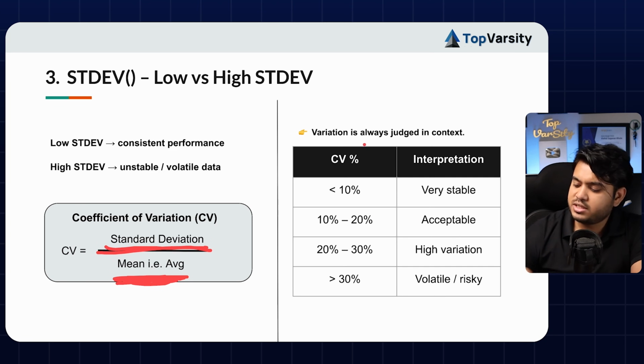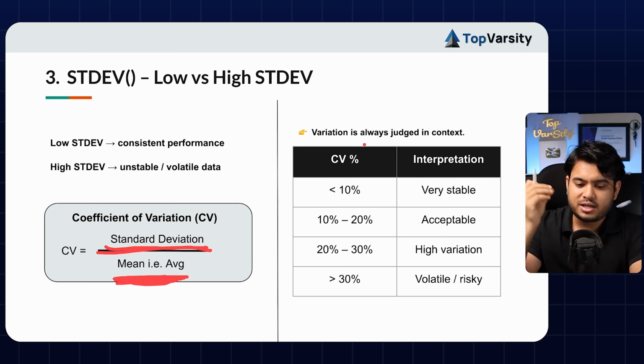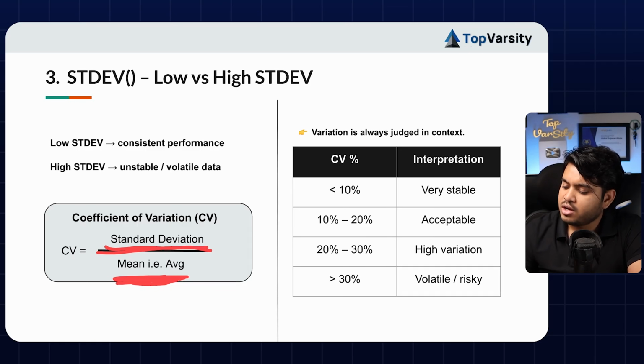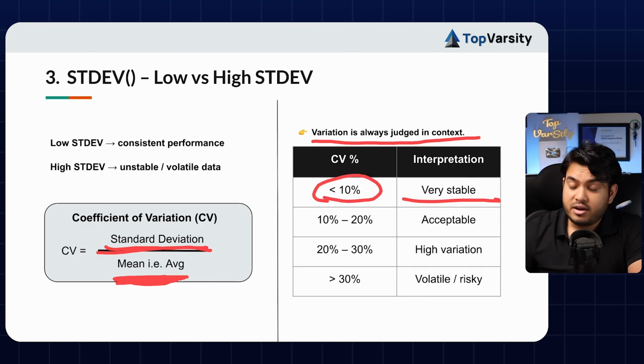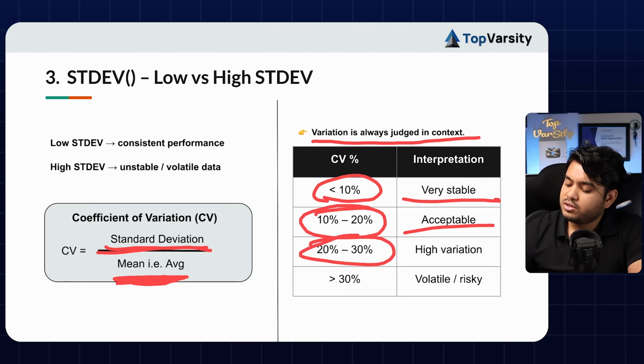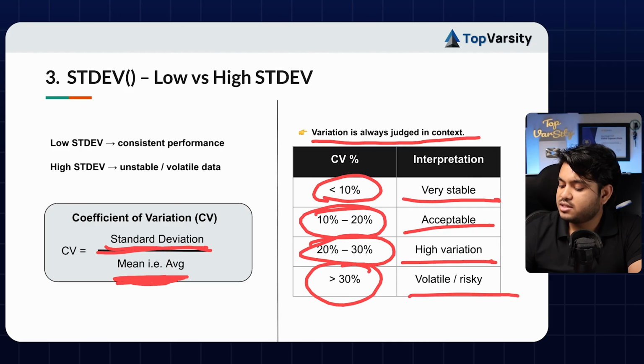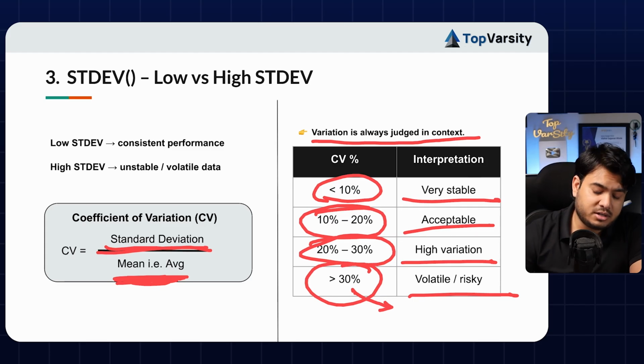Now this is the chart. You do not need to remember this chart. You can easily search on Google and get this. Variation is always judged in context: if your value is less than 10%, it's very stable. If it is between 10 and 20, it's acceptable. If it is between 20 and 30, it's high variation. And if it is greater than 30%, then it is very volatile or risky. You cannot do prediction or projection on the basis of more than 30% standard deviation.